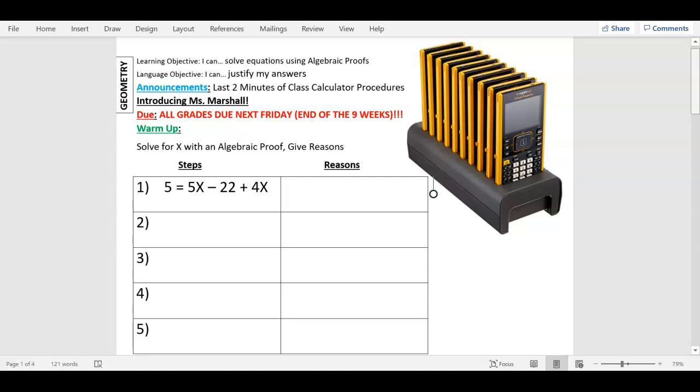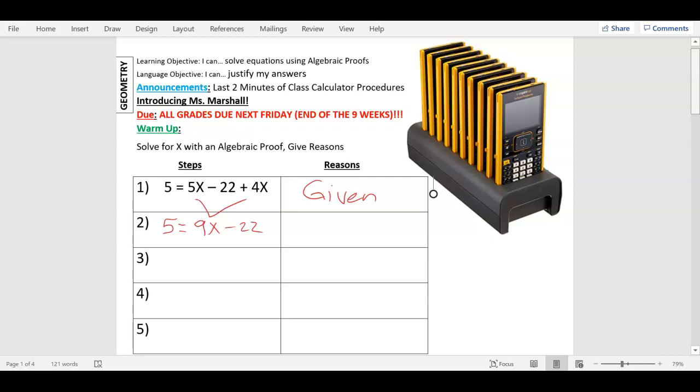Now, number one. The first step we said on yesterday's notes is always given to you, so you want to write the word given. Now, we just talked about if there's two x's on the same side, those do combine. What's 5x plus 4x? 9x. Bring down 5 equals, bring down minus 22. Okay? So that's where we're at.